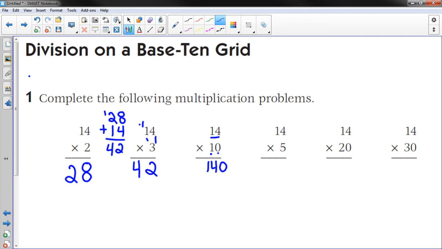Next one, 14 times 5. 4 times 5, that's 20. 1 times 5 is 5, plus 2, that's 70. Or another way to look at it, if you weren't sure, is the first two problems, 14 times 2 and 14 times 3. You could add those answers, 28 and 42, and that will give you what 14 times 5 is.